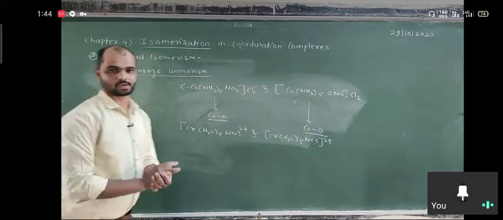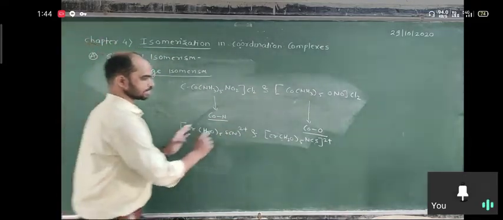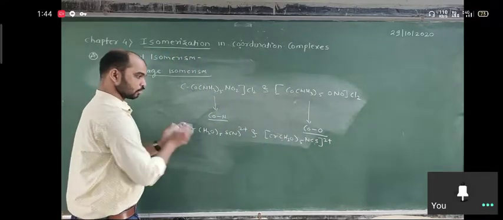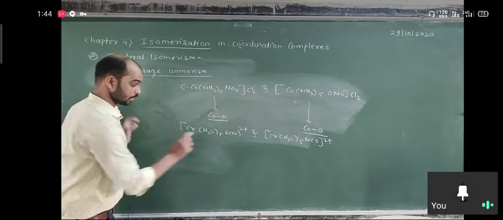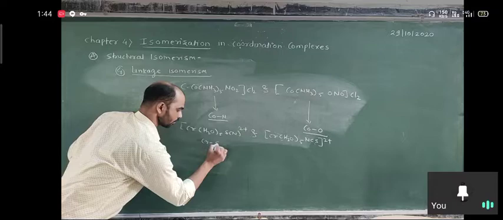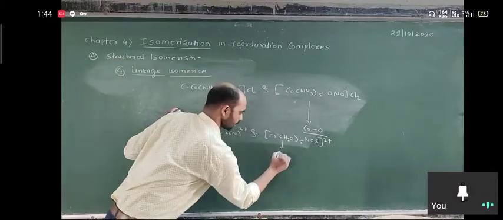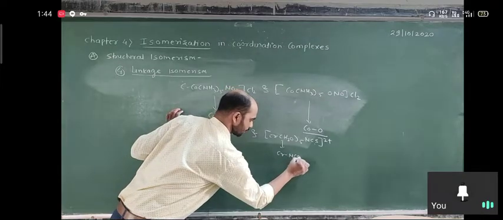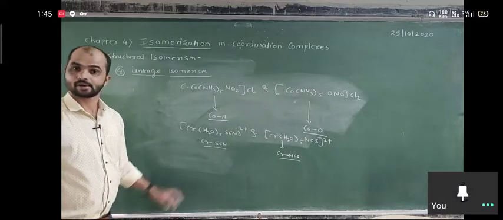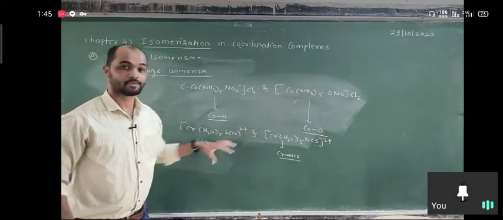Don't think about the oxidation state. Both have the same molecular formula, but in the first case the Cr is attached to the sulfur, and in the second case Cr is attached to the N of NCS, so the linkages formed here are different. Both are linkage isomers of each other.